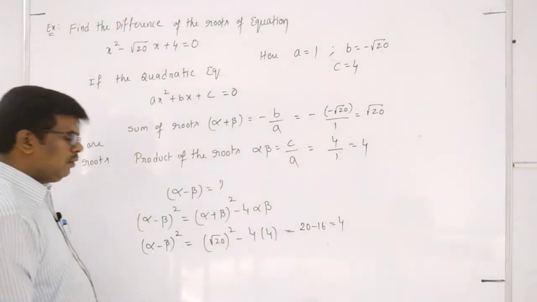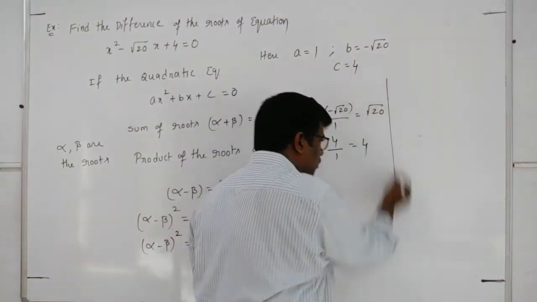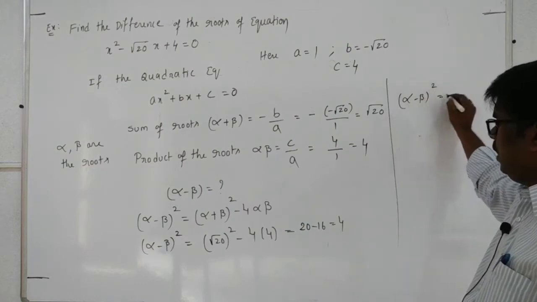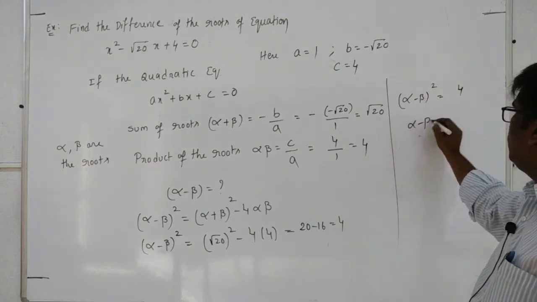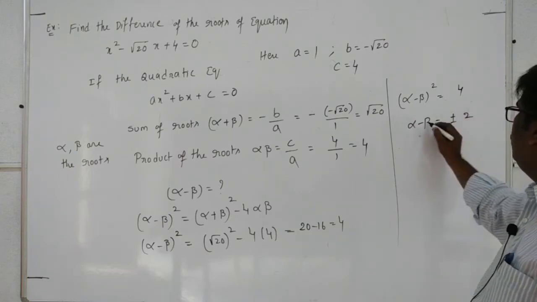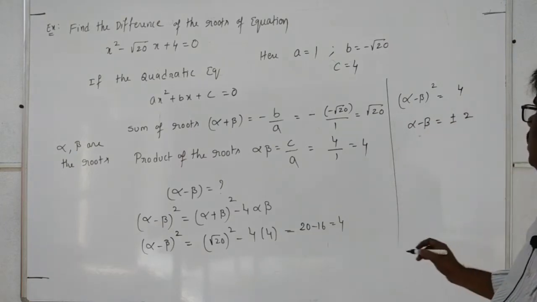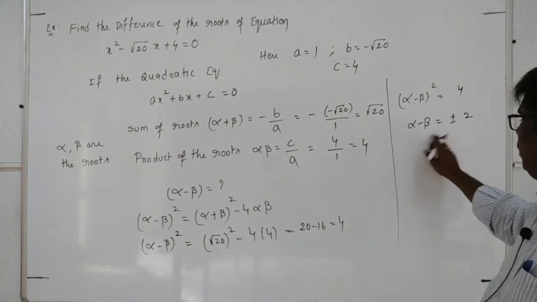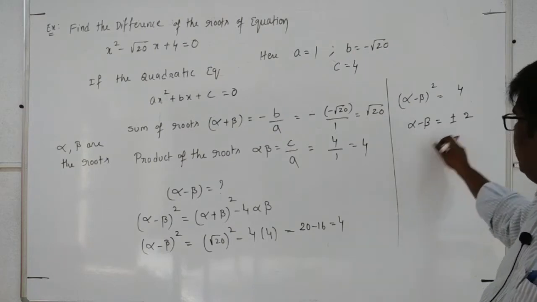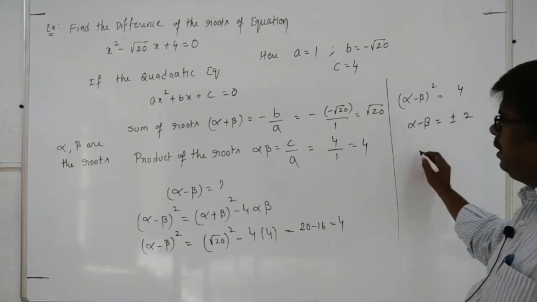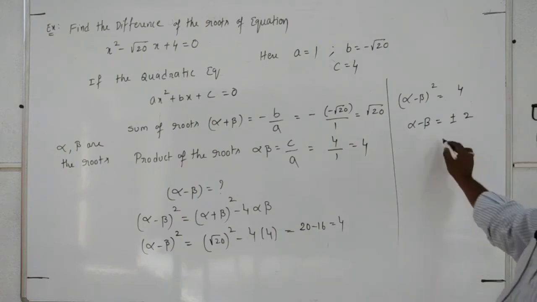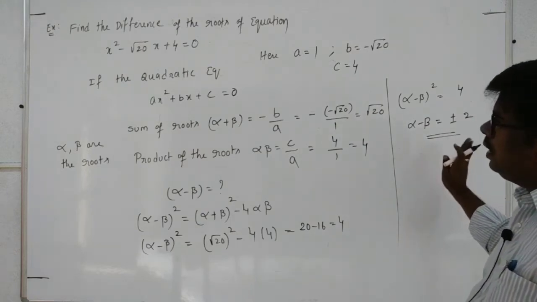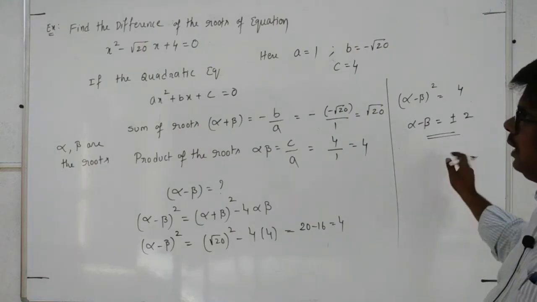Then alpha minus beta, what will you get? (Alpha minus beta) whole square equals 4. Then alpha minus beta equals plus or minus 2, because it is plus or minus under root. So if you take only the magnitude, alpha minus beta is either plus 2 or minus 2. Like this you can determine alpha minus beta. This is the difference of the roots. Like this we can find the difference of the roots.